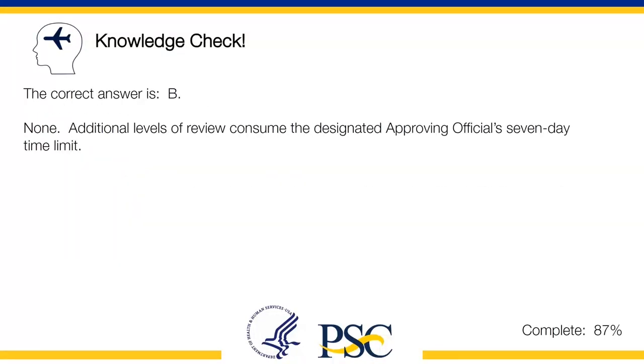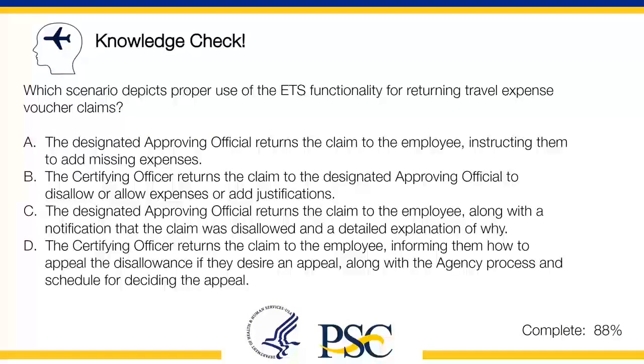The correct answer is B. None. Additional levels of review consume the designated approving official's 7-day time limit. Which scenario depicts proper use of the ETS functionality for returning travel expense voucher claims? A. The designated approving official returns the claim to the employee, instructing them to add missing expenses. B. The certifying officer returns the claim to the designated approving official to disallow or allow expenses or add justifications.